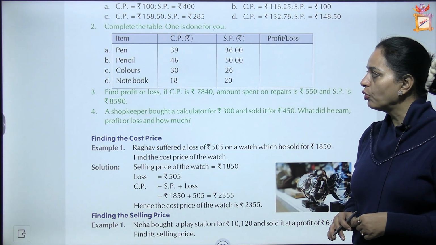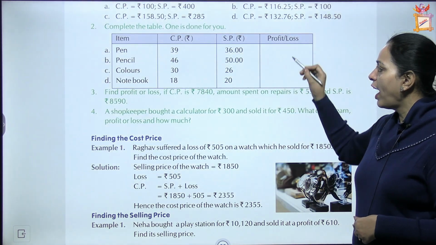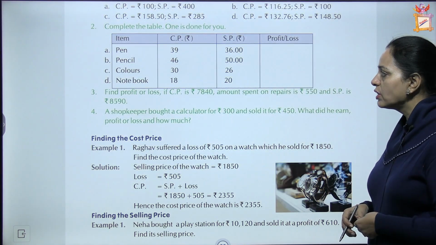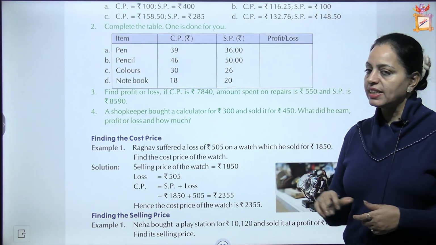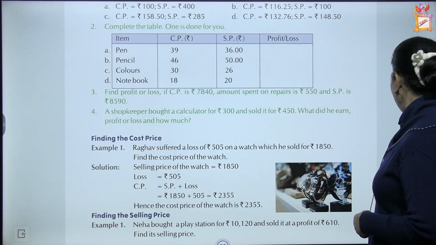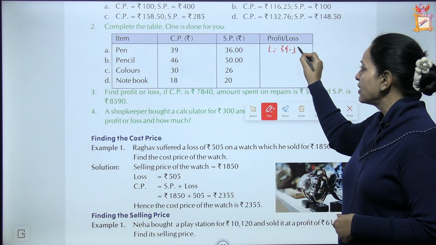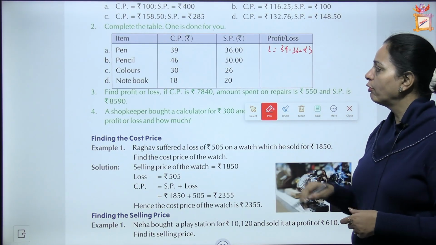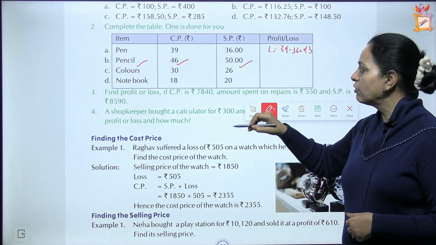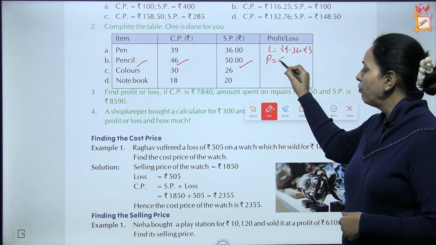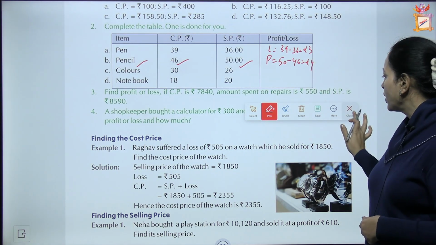Now the second one, complete the table. 1 is done for you. Like here, items given, CP given, SP given, we have to find whether profit or loss. So like A part, pen, cost price 39, SP is 36. So here CP is greater than SP, so there is loss. Loss is 39 minus 36, ₹3. B part, pencil, cost price 46, SP is 50 rupees, so there is a profit. 50 minus 46, 4 rupees. Okay, similarly you can complete it.